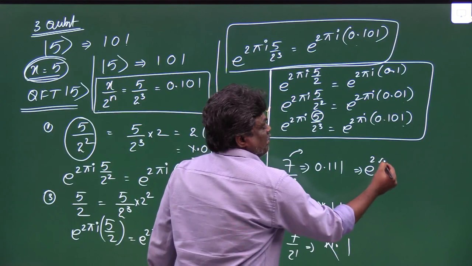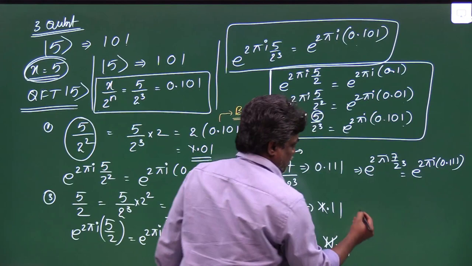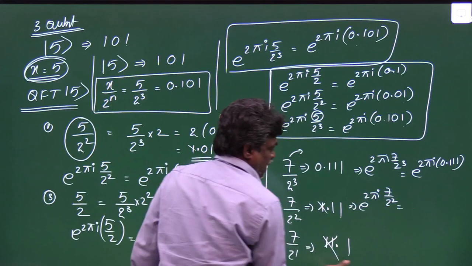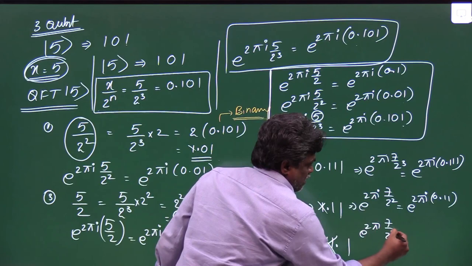Now, could you please tell me what is this? It is becoming an integer, sir. That's why you are... 2 pi I 0.111. Now this is exponential 2 pi I 7 by 2 square. This integral value won't come. E power 2 pi I, so 0.11. And this is e power 2 pi I 7 by 2 cube. E power 2 pi I, that is 0.1.